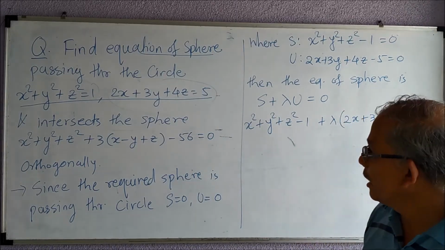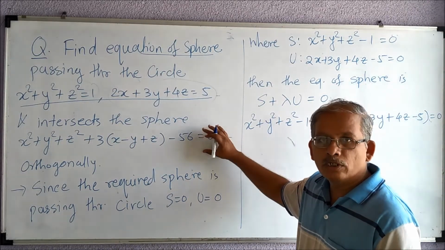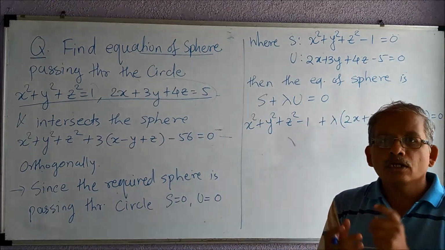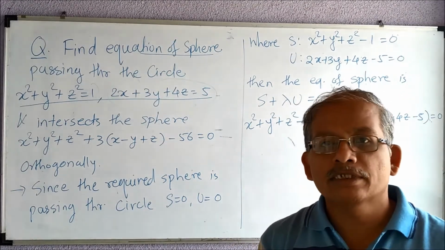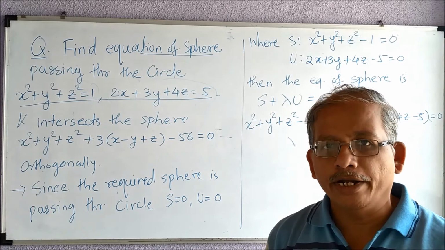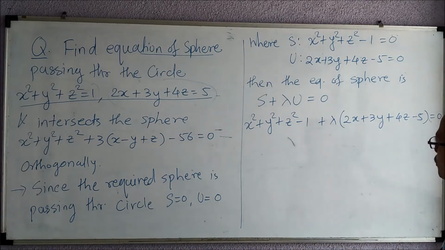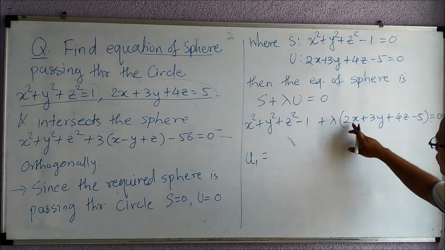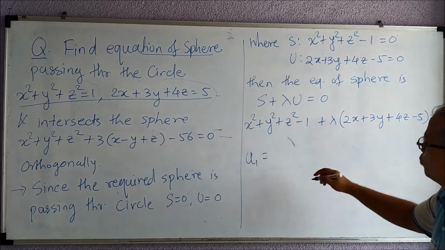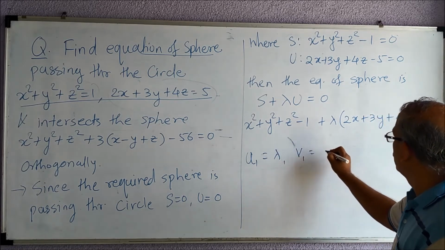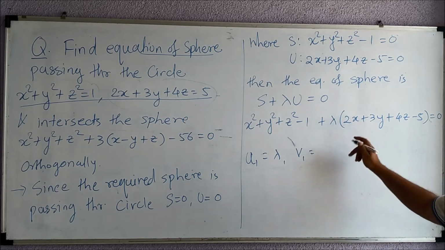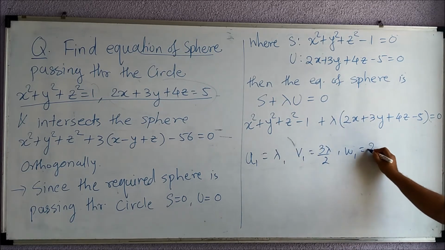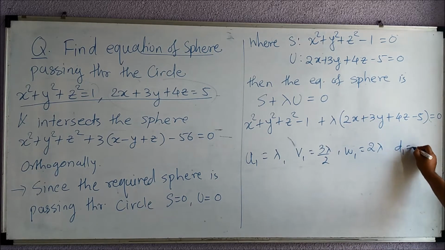Now to calculate this lambda, we will use this information: that this sphere and the given sphere are intersecting each other orthogonally. So they must satisfy the condition of orthogonality. So here, what is your u1? u1 is 2 lambda divided by 2, so it's lambda. v1 is 3 lambda divided by 2, and w1 is 4 lambda divided by 2, so it's 2 lambda, and d1 is equal to minus 5 lambda.